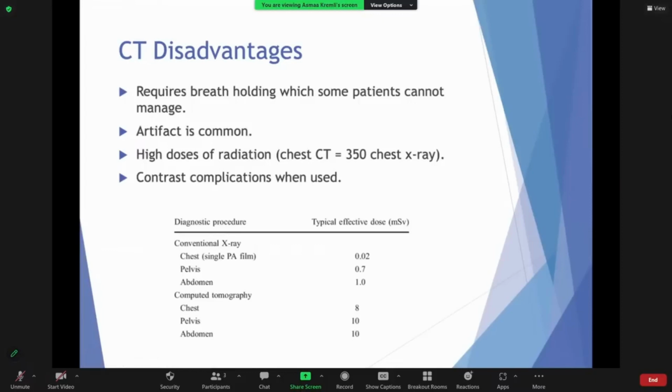The fourth disadvantage of CT scan is that there are contrast complications when used. For example, some patients may have contrast allergy. Some patients may have contrast extravasation. And in some conditions, the contrast may cause renal failure in some patients.